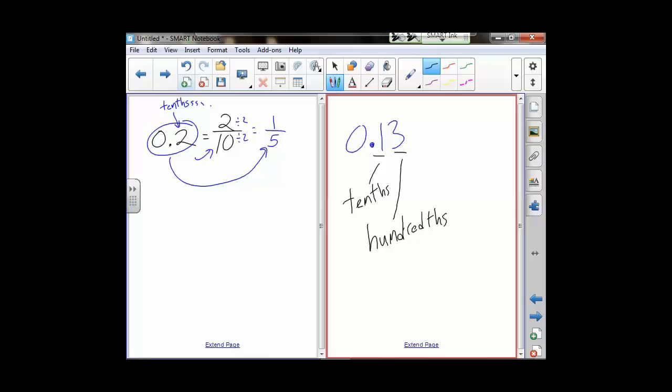All right, hundredths. Okay, so I would write this as 13 hundredths. And that's going to be my denominator. Boom, this is my denominator. Everybody okay with that? Okay, so then moving from there, I ask, is there a number that goes in both 13 and 100?